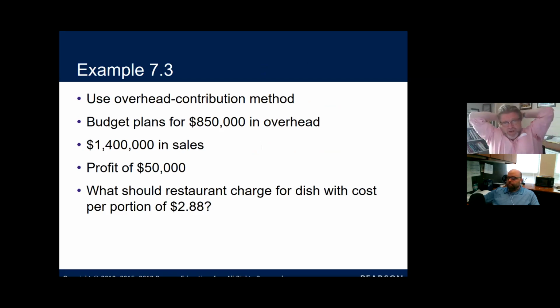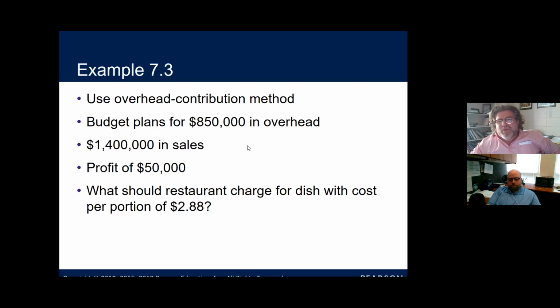For instance, if my overhead is $850,000 to operate the restaurant, I bring in $1.4 million in sales, and I want to make $50,000, how much should I charge for a dish that costs $2.88? Let's look at these numbers for a second. $850,000 in rent, utilities, payroll, and all the things I'm paying. I'm going to bring in $1.4 million. That sounds like a lot of money. And in the end, I'm going to make $50,000.